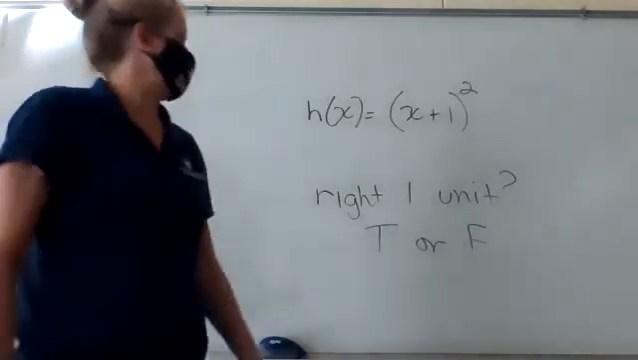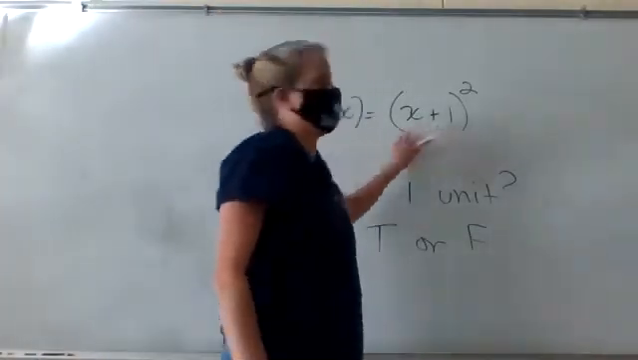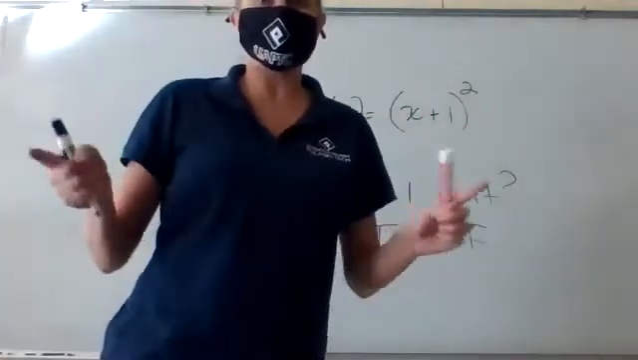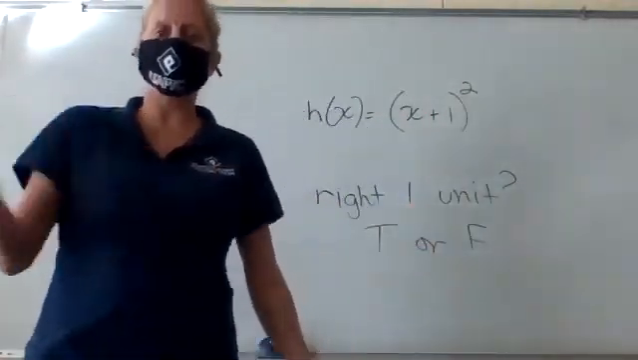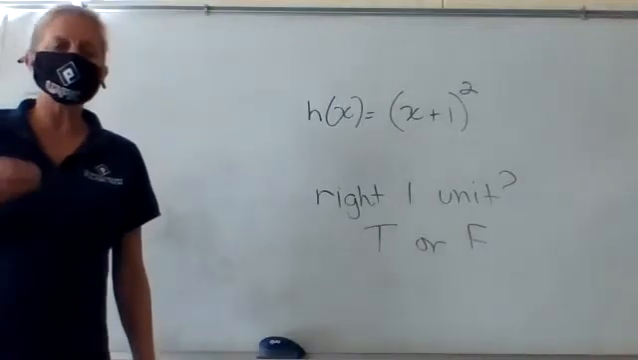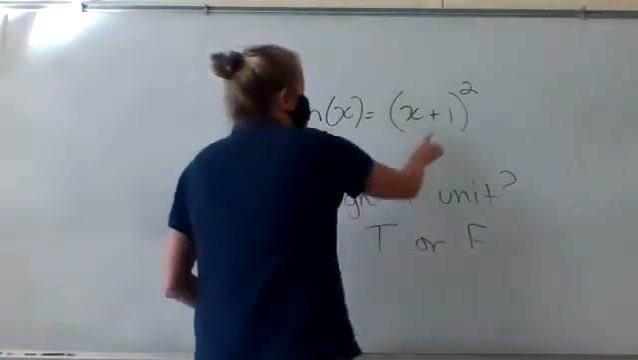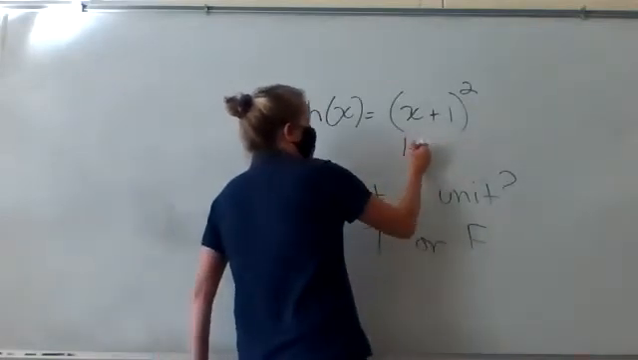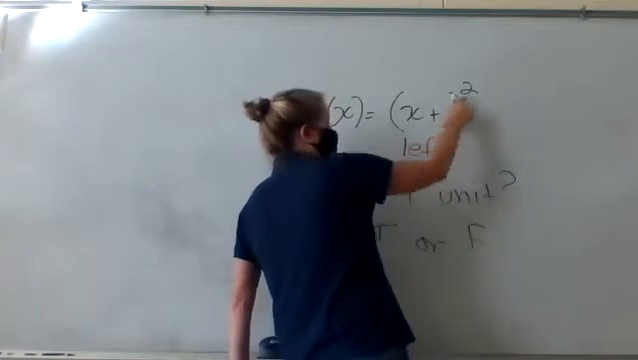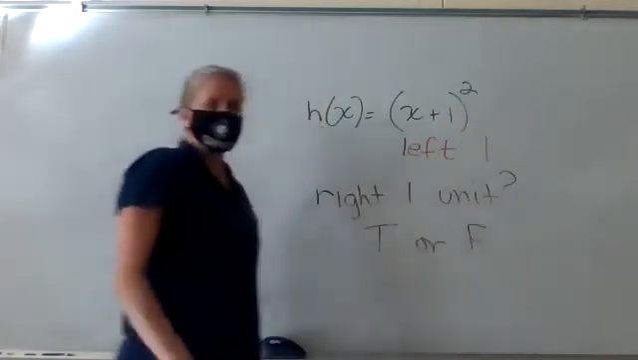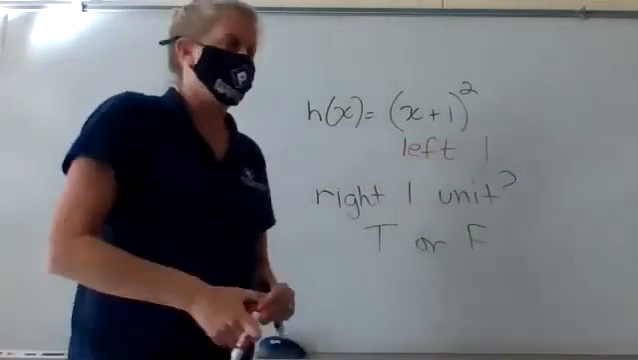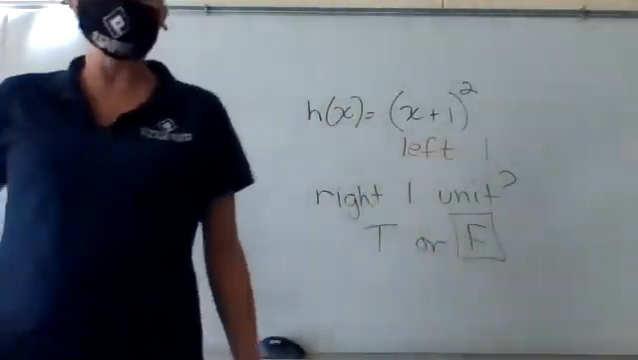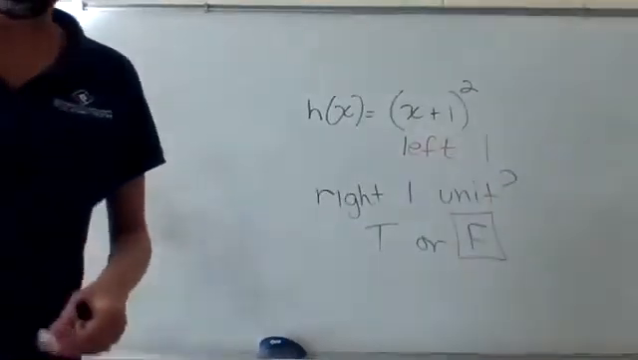Okay, so let's think about this. This plus 1 is on the inside of parentheses, right? What do we know about numbers that are inside? We do know they shift horizontally, but what is it about the inside numbers? They're going to go opposite the direction that the sign says. So this plus 1 is actually going to shift this parabola, this x squared graph, to the left 1 and not right 1. So that's why it is false, right? It doesn't shift it to the right, it shifts it to the left.